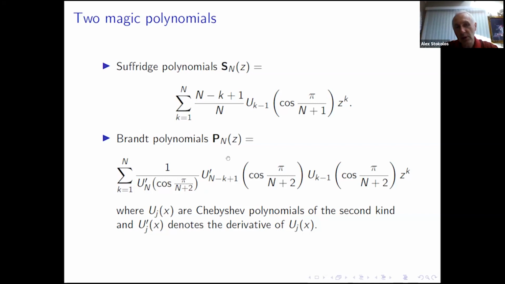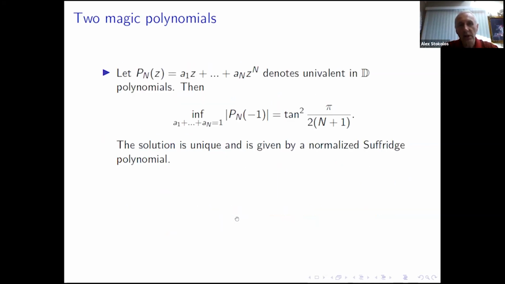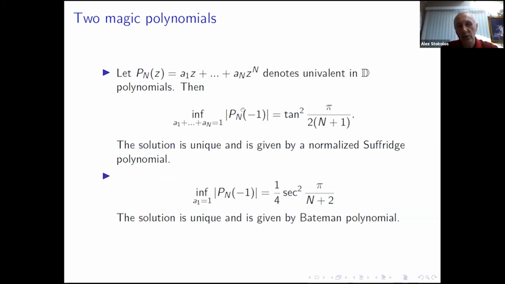So this is another polynomial, and they are extremal in this case. If you consider the infimum over all polynomials whose sum of coefficients is 1, the value at -1, it was done by the Suffridge polynomial. It's interesting that if you just change the normalization and put the standard Schlicht normalization, then the value is of course different, but the extremizer is also different: it's the Brandt polynomial.